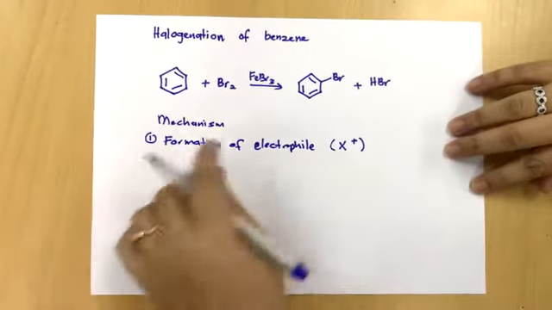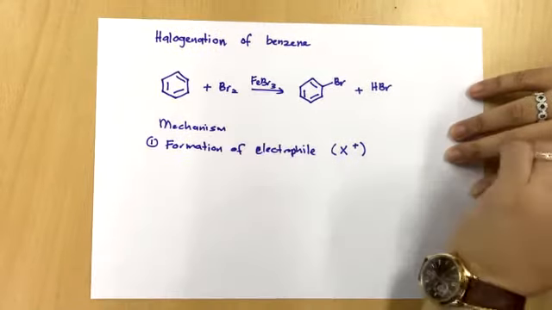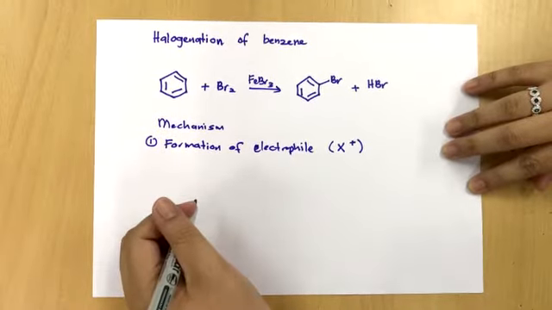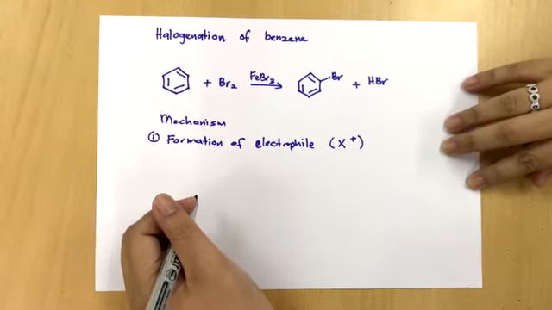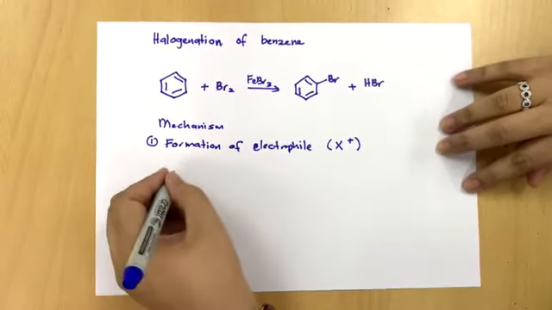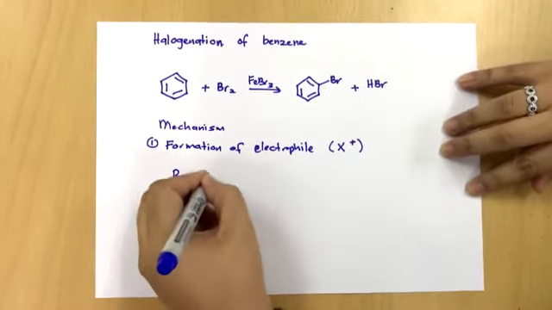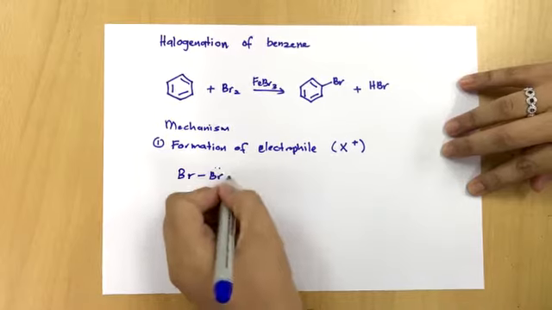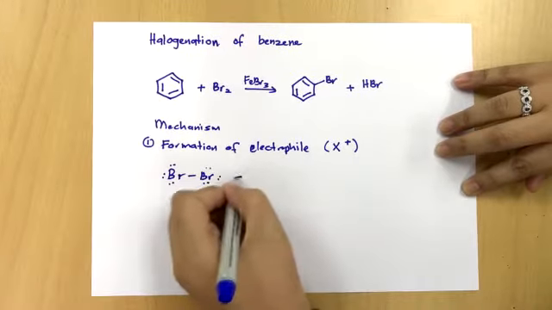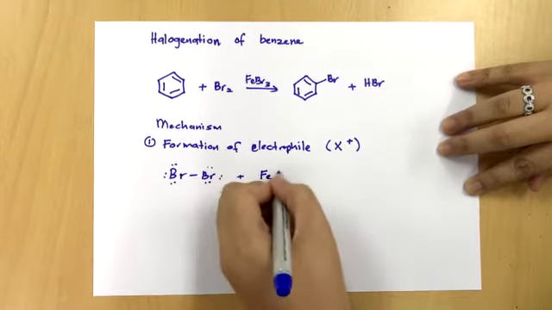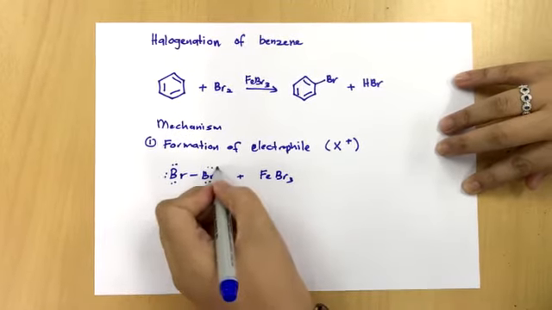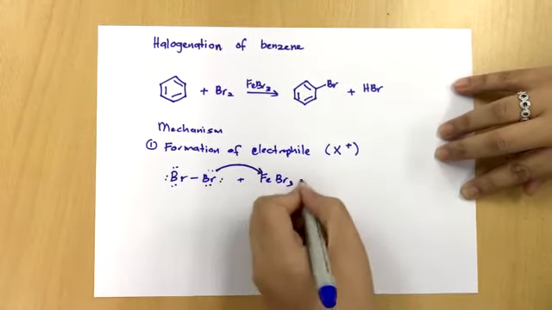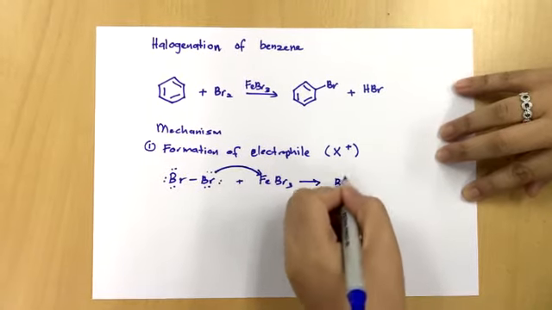So Lewis acid is a catalyst to polarize the halogen molecules. Lewis acid is a lack of electron species, thus it will attract electron from halogen molecule to form a complex. So now we show the formation of complex. Br2 plus Lewis acid. So we show the arrow from one of the lone pairs of bromine to Lewis acid, and then the complex forms.